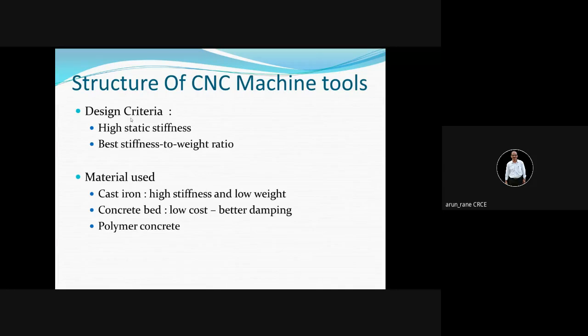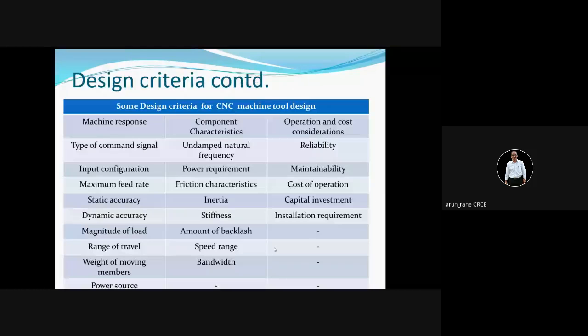You will not see any CNC machine fabricated, meaning welded. CNC machines do not have welded bed structures, because if you are doing welding, a lot of stresses are developed, and it will not have good absorbing characteristics. So it will always be cast iron, and it has good stiffness and good damping characteristics. So these are some design criteria for CNC machine tool design.